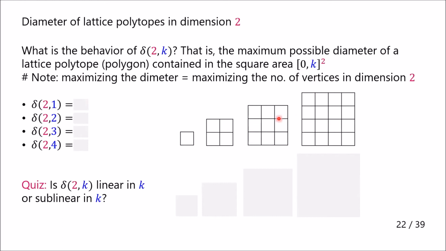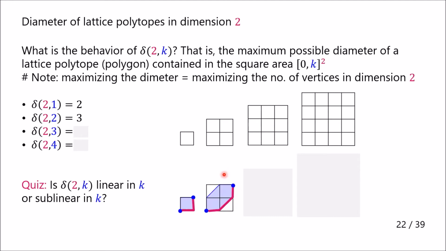And it is not difficult to see that when k is 1, the value of delta 2, 1 is 2, since we can take all these 4 integer points as vertices. So in this case, the diameter is 2. And what if k is 2, delta 2, 2? Of course, we cannot take all these 9 integer points by convexity. But we see that in this case, the value is 3, which is attained by such a hexagon.